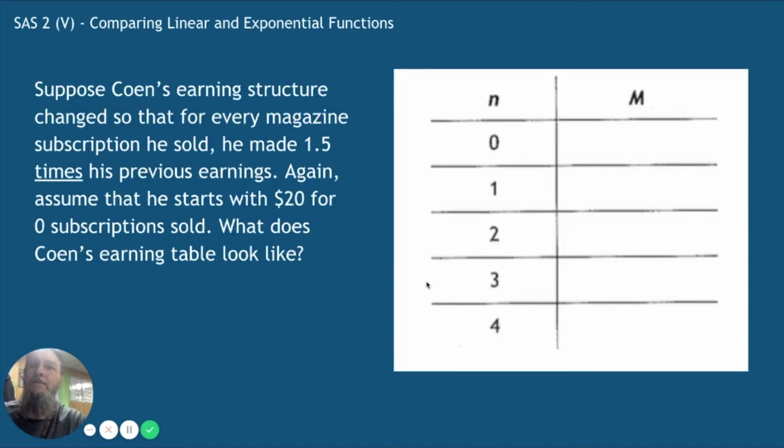Suppose Cohen's earning structure changed so that for every magazine subscription he sold, he made 1.5 times his previous earnings. Again, assume that he starts with $20 for 0 subscriptions sold. What does Cohen's earning table look like?